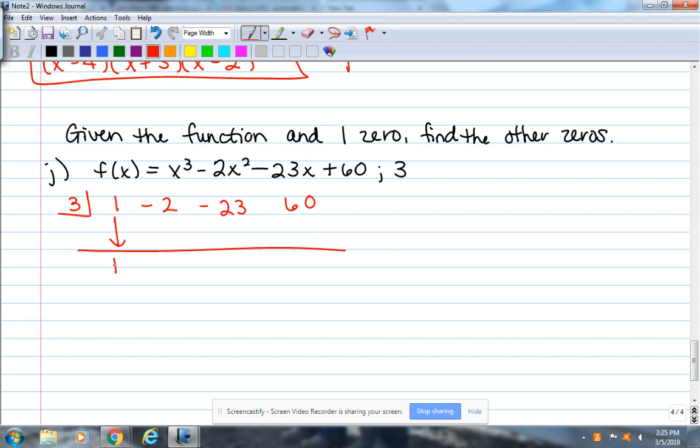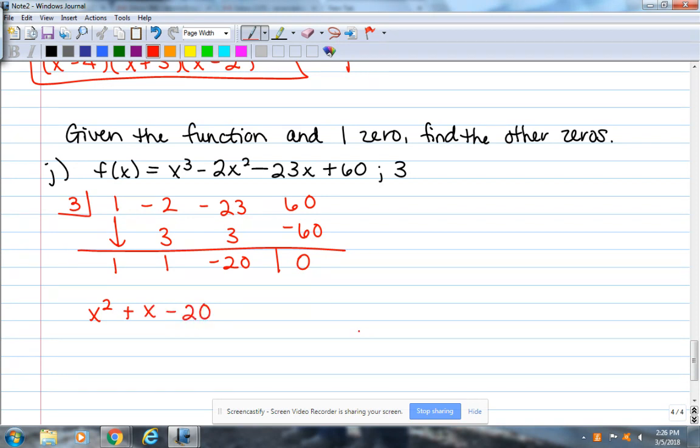Multiply, then add. So 1 times 3 is 3. Negative 2 plus 3 is 1. 3 times 1 is 3. That's negative 20. 3 times negative 20 is negative 60. Remainder is 0. So what polynomial does that leave me with, y'all? x squared plus x minus 20.